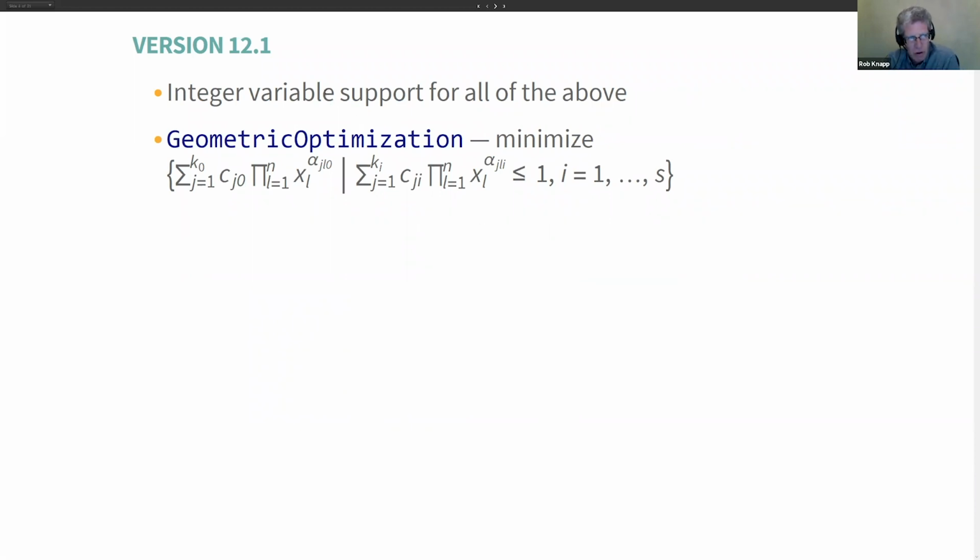All right, so in version 12.1, we added integer variable support for all of those commands above. And we also added geometric optimization. This is not a convex problem, but it's what's technically called a log convex problem. So it's a special case of log convex optimization.